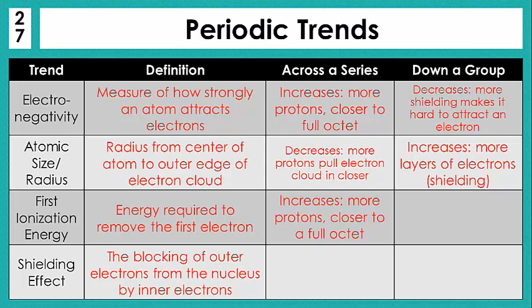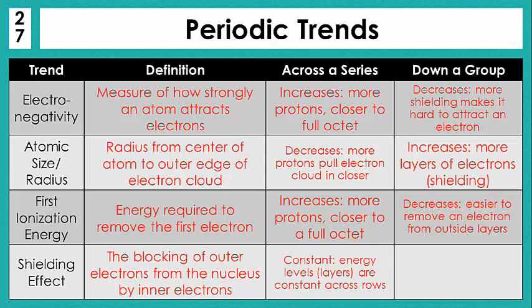We're getting more protons, so the attraction is getting stronger. We're also getting much closer to a full octet, so it's going to be harder to remove an electron. As we go down a group, however, those additional layers of electrons may make it much easier to pluck one away.